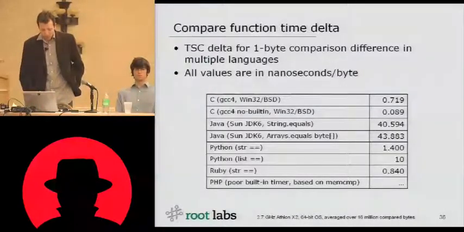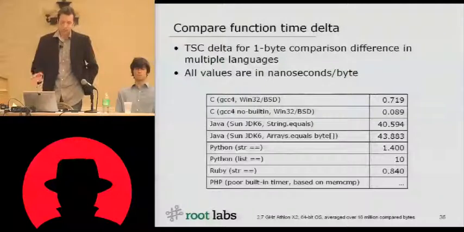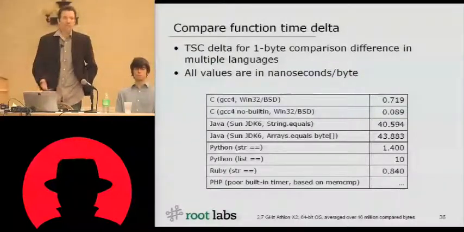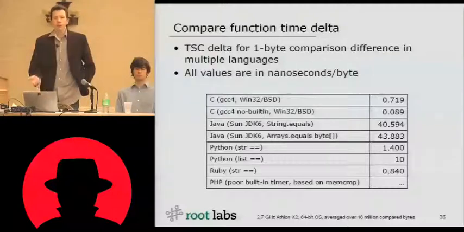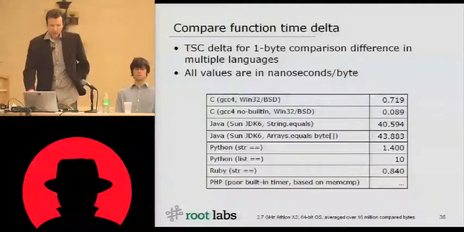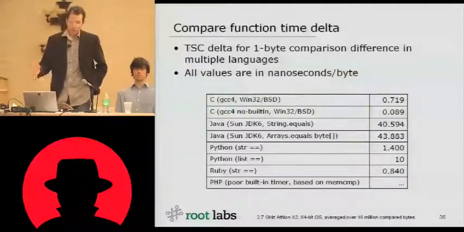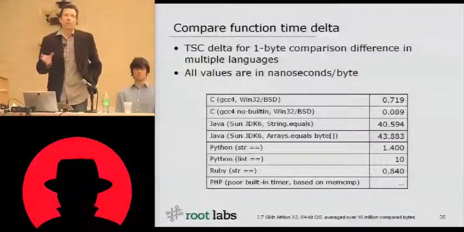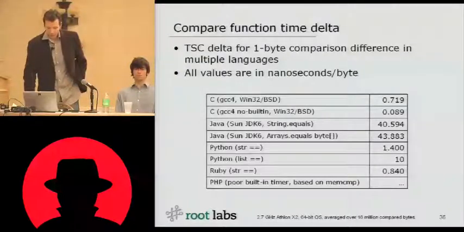For Ruby, we also found it was similar to C memcmp. And PHP was too difficult to analyze with the built-in timer because it only gave microsecond level resolution. But looking at the implementation with source code analysis, we saw that it used C memcmp as well. So basically, for all these languages except for Java, the interpreted languages tend to devolve to a C memcmp for comparing byte arrays or strings. Java is a notable exception there.